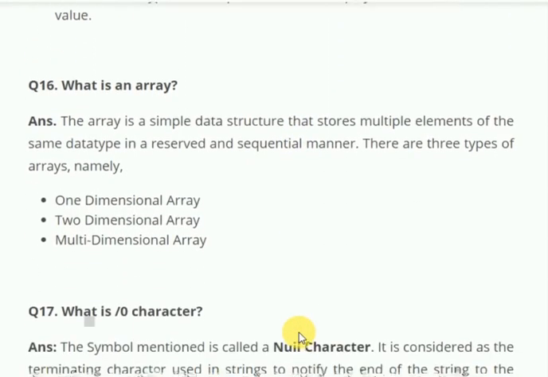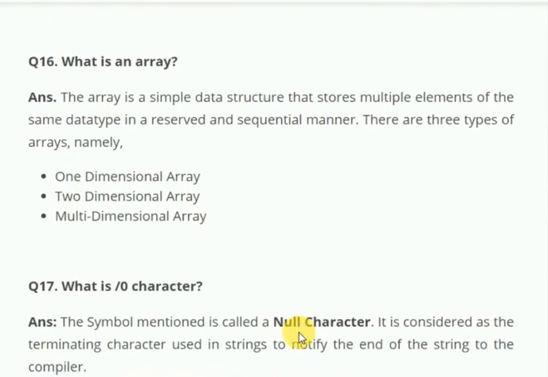What is an array? An array is a simple data structure that stores multiple elements of the same data type in a sequential manner. There are three types of arrays: one-dimensional, two-dimensional, and multi-dimensional.